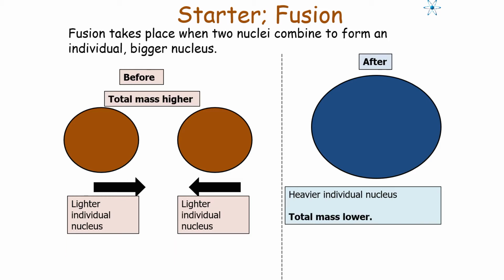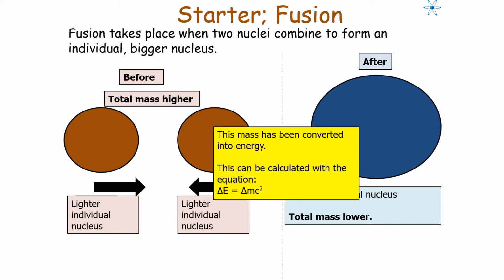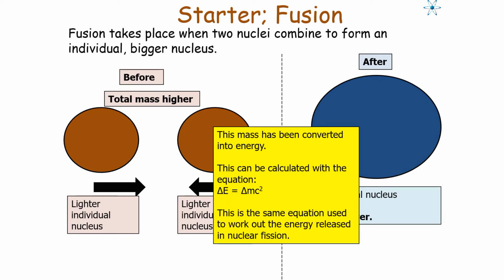It's important to note that when fusion takes place, the total mass before fusion is higher than the total mass after fusion. This means that some of the mass from the start of the process has been lost when fusion has been carried out. Like fission, this mass has been converted into energy, and we can calculate the amount of energy produced with the equation E equals mc squared. So the change in mass times the speed of light squared gives you how much energy is released in the fusion process. This is the same equation used to work out the energy released in nuclear fission.